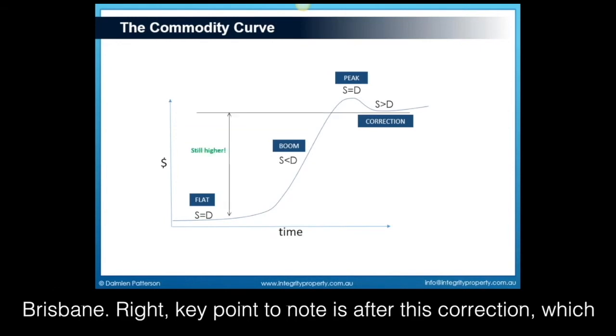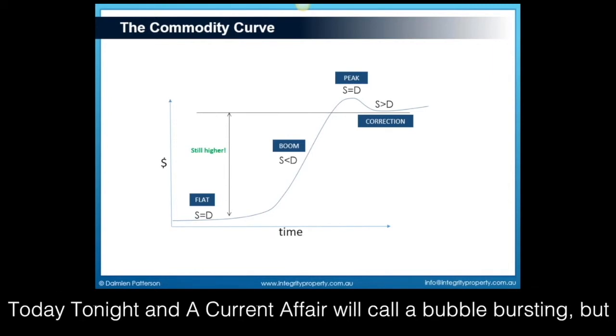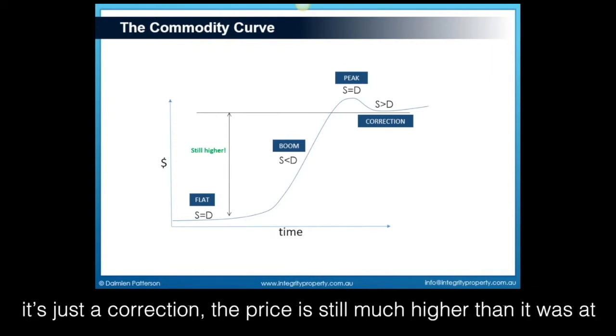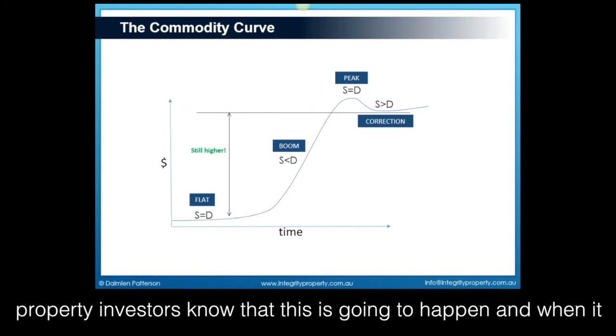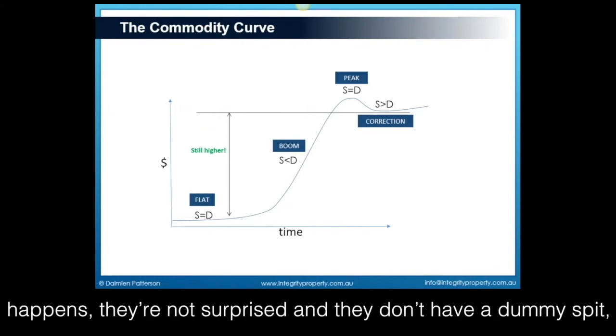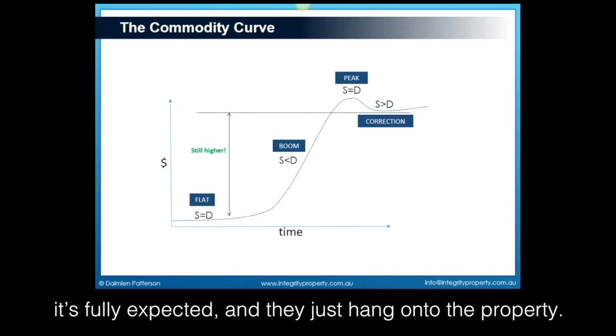All right, key point to note is after this correction, which tonight on A Current Affair we'll call a bubble bursting, but it's just a correction, the price is still much higher than it was at the beginning of the last cycle. So savvy property investors know that this is going to happen, and when it happens they're not surprised and they don't have a dummy spit, it's fully expected and they just hang on to the property.